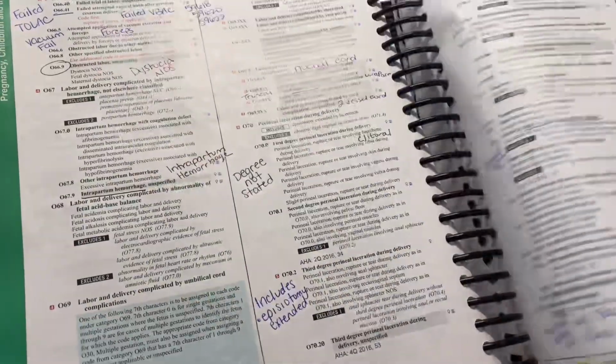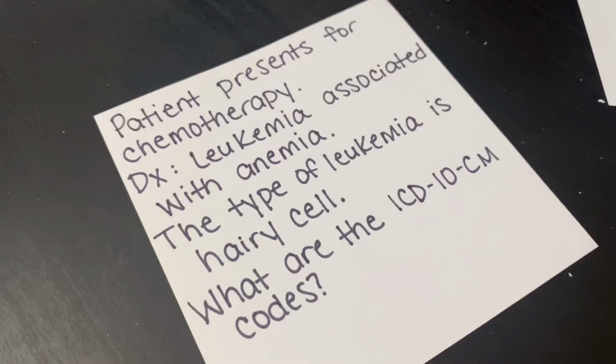I have here: patient present for chemotherapy. The diagnosis the patient has is leukemia associated with anemia. The type of leukemia is hairy cell. What are the ICD-10-CM codes? Well, obviously, we're talking about leukemia and chemotherapy, so that is going to be neoplasms for cancers.